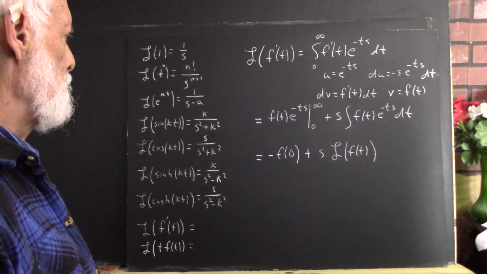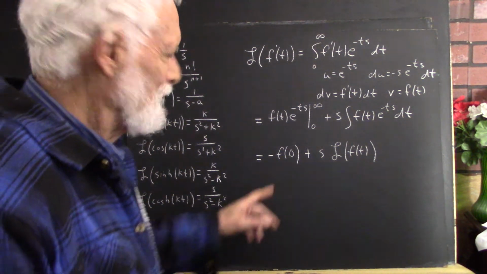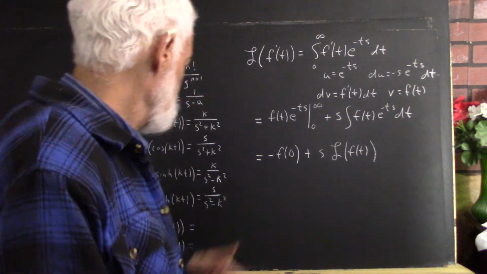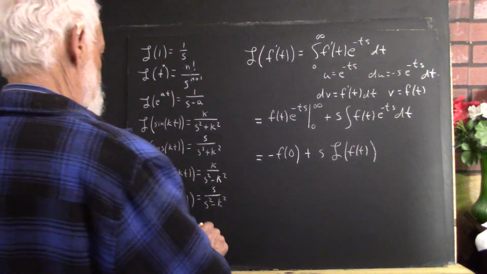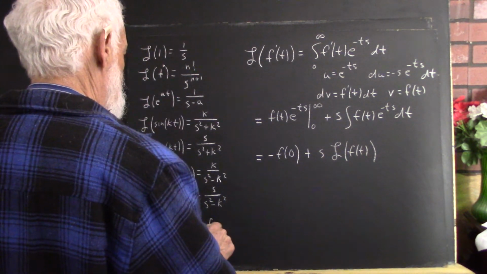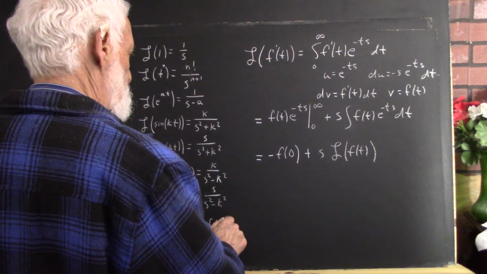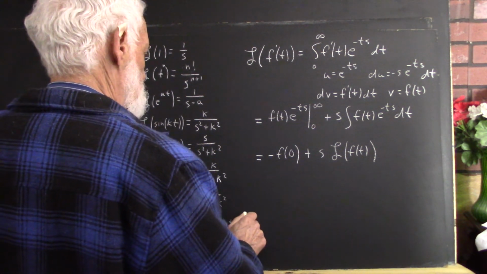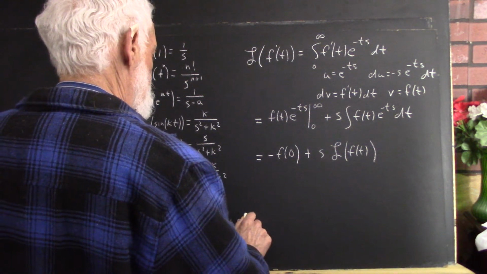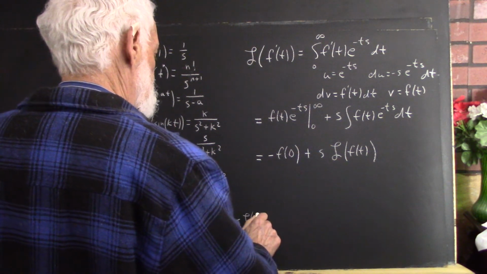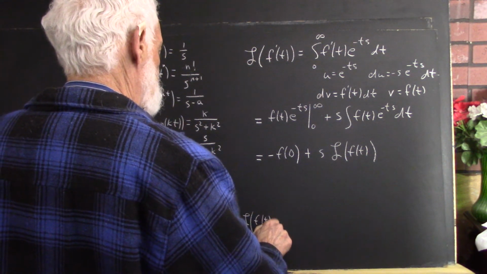For some reason I don't want to see that negative there. I'm going to write it down anyway. So this will be negative f of 0 plus s times the Laplace transform of f of t.